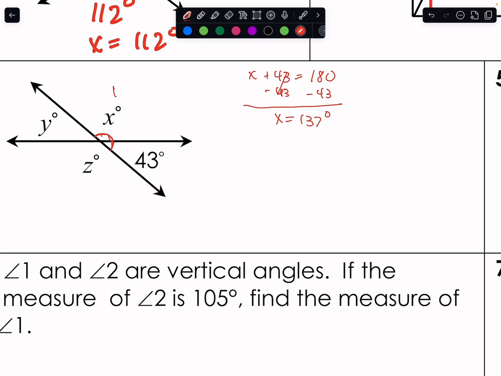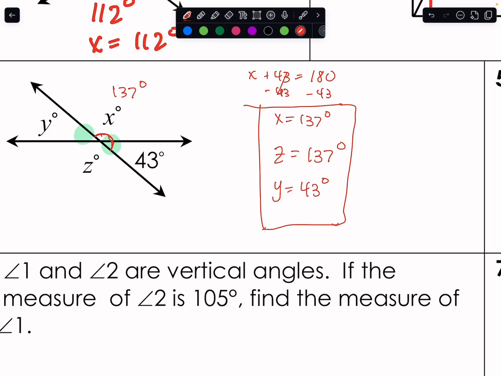If x is 137 degrees, that by default means that z is 137 degrees. And because this angle here and this angle here are vertical, that means that y is equal to 43 degrees. Okay? All right. We are moving on.